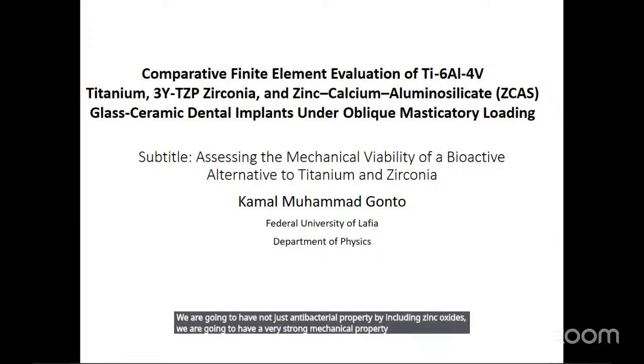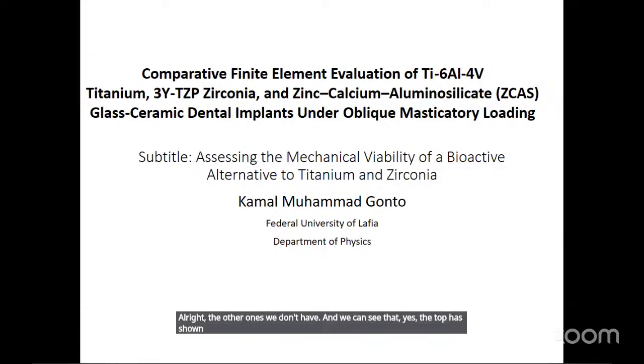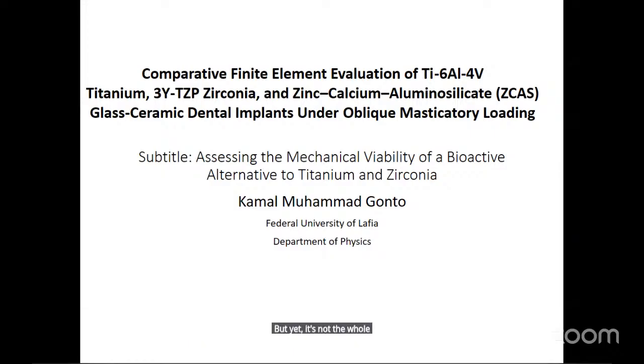But at this stage of the work, we know that the inclusion of zinc oxide improves the antibacterial property, unlike the other ones that don't have it. And we can see that yes, the top has shown that it is in a critical condition, that there might be a crack, but yet it's not the whole thing that has crumbled.